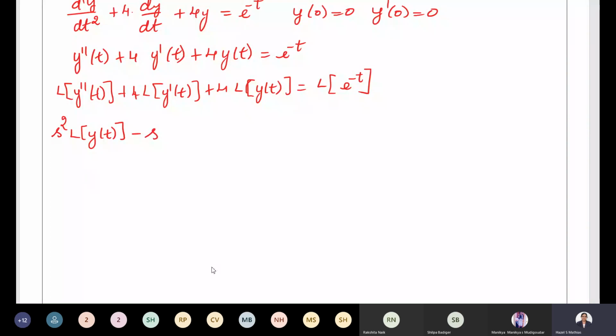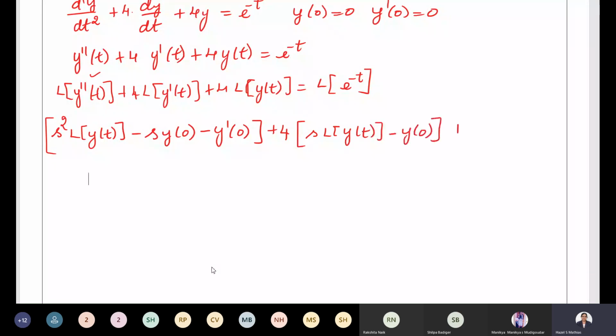The next term is s into y of 0 minus y dash of 0. So this is the Laplace transform of the second order derivative. Then plus 4 into, what is the Laplace transform of y dash of t? It is s into Laplace transform of y of t minus y of 0. Then the last term, 4 into Laplace transform of y of t, is equal to the Laplace transform of e power minus t?